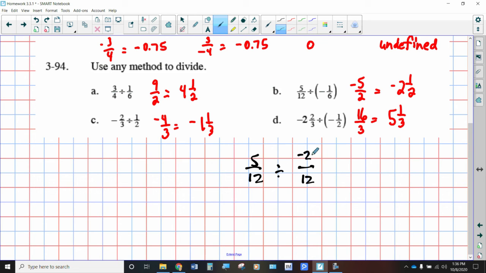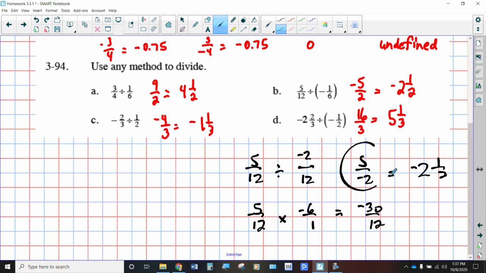-2/12. So now we're just going to focus on the numerators. 5 divided by -2 is equal to -2.5. So you get that answer, and it works just fine. Had you decided to multiply times the reciprocal, you would have said 5/12 times -6/1, and that ends up giving you -30/12, which can be simplified, and will simplify down to -5/2.